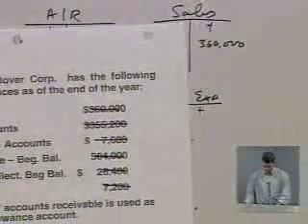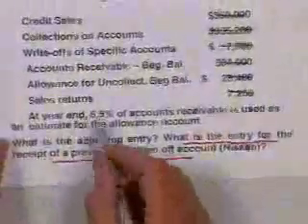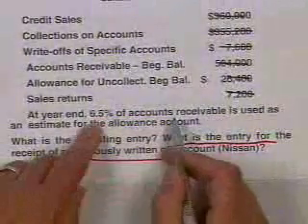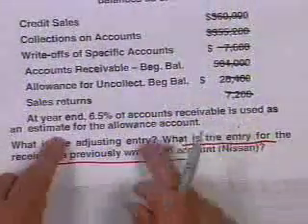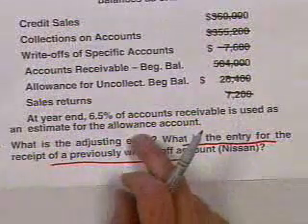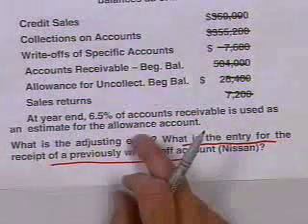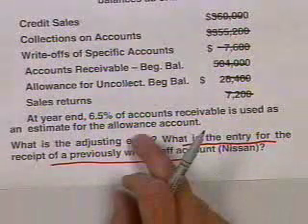Now, what this question says is that at year end, 6.5% of accounts receivable is used as an estimate for the allowance account. So in this case, this company uses just one method for estimating bad debt expense. They did not use percent of sales early on. They simply used a percent of receivables account as of year end. So in this case, we go through.